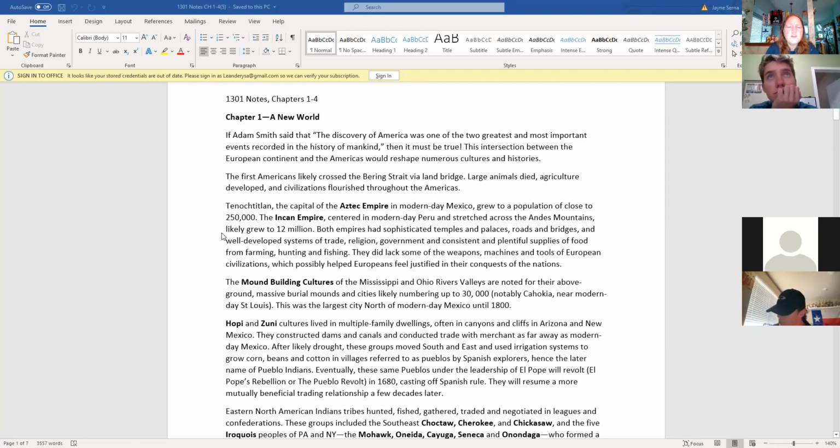I think he's Scottish, but anyway, Adam Smith's quote, beginning of the chapter: discovery of America was one of the 2 greatest and most important events recorded in the history of mankind. Must be true if Adam Smith says it, because, you know, capitalism. But clearly from a British perspective, English, UK later on perspective, this makes sense because it kind of opens the world to colonization, although I know they had already harassed the Irish before that.